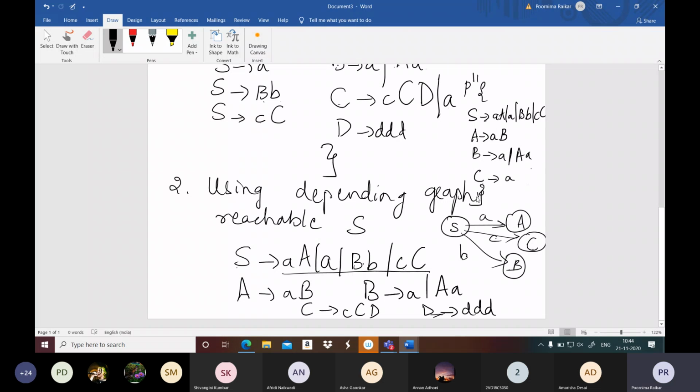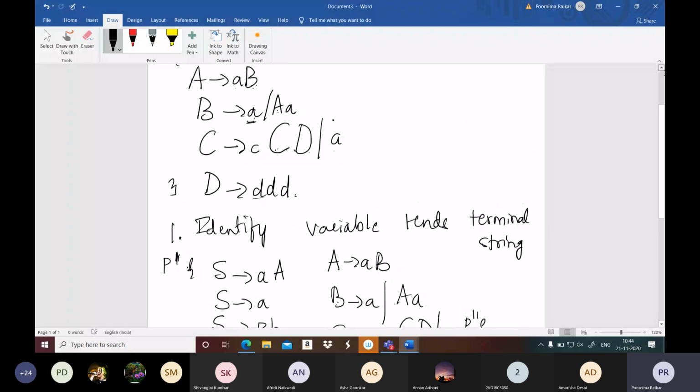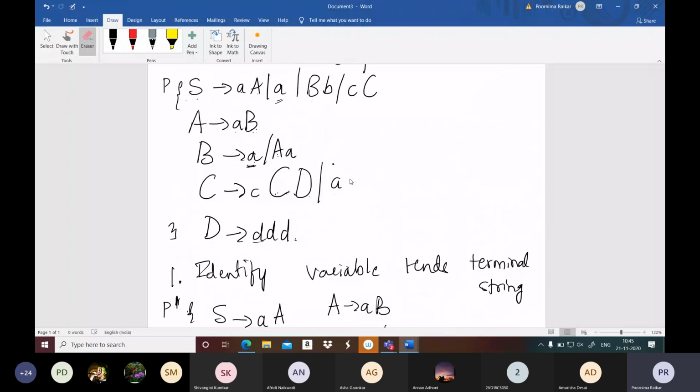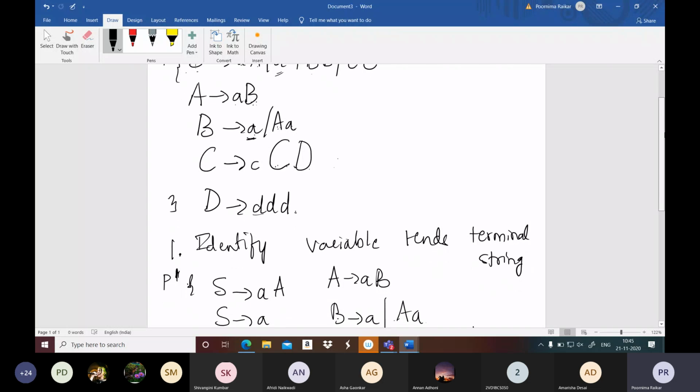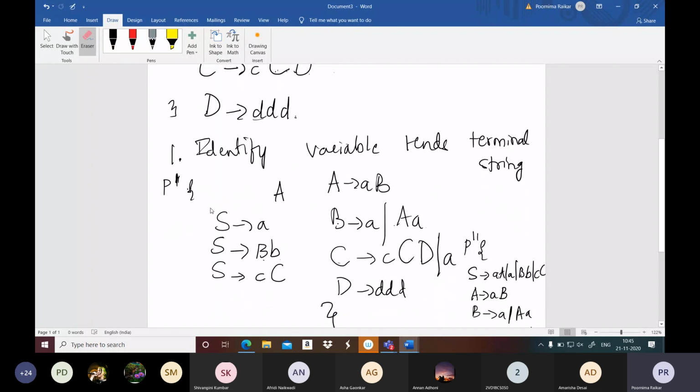Is this clear for everybody? Now just see, I'll make only a slight change in this question, and then you check what will happen. Now instead of C with A, if I don't give A, what will happen when I do the first step, identify the variables which tend to terminal string?